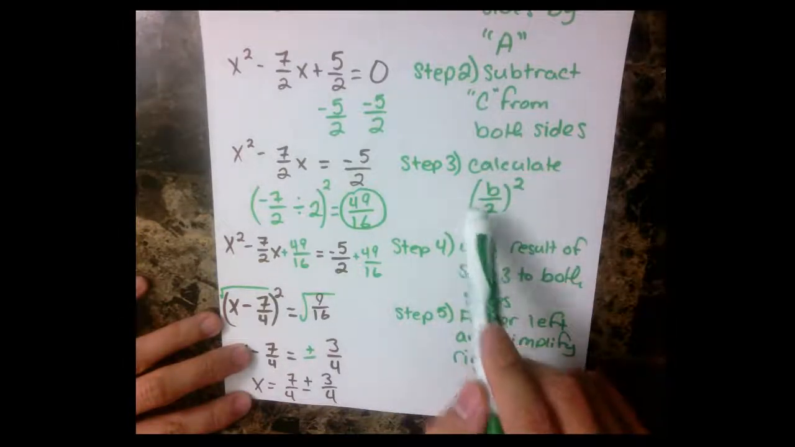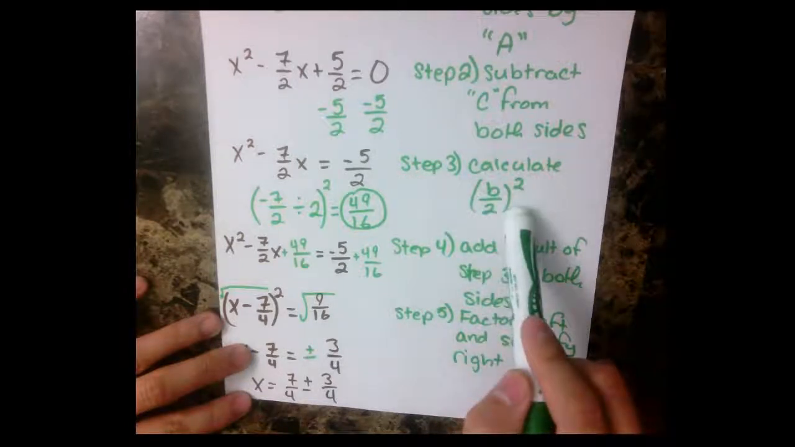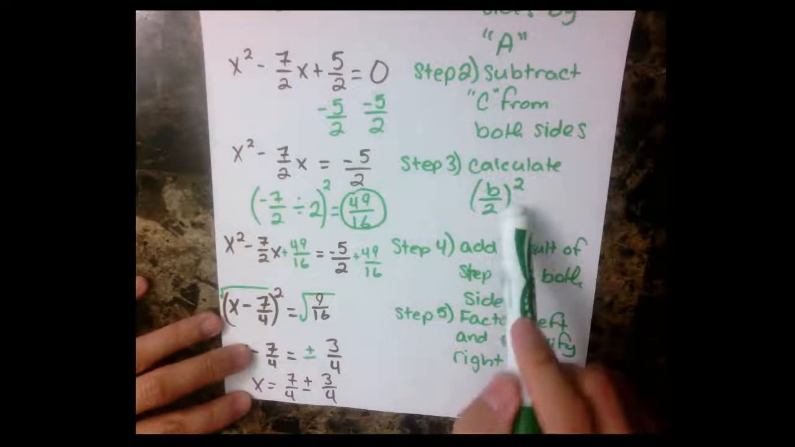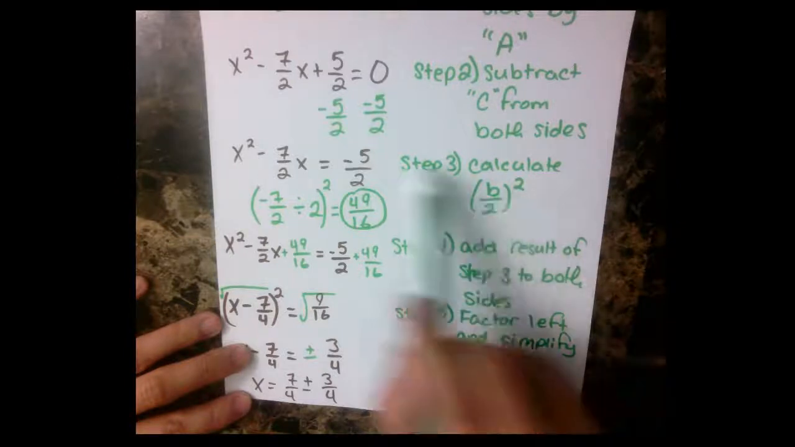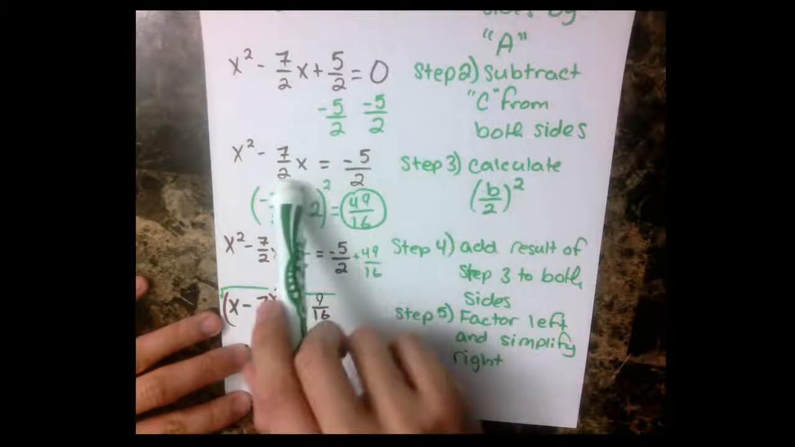Step 3, let's calculate b over 2 squared. Okay, and I know this is weird because it's a fraction, but you're going to take your b term, in this case negative 7 halves.